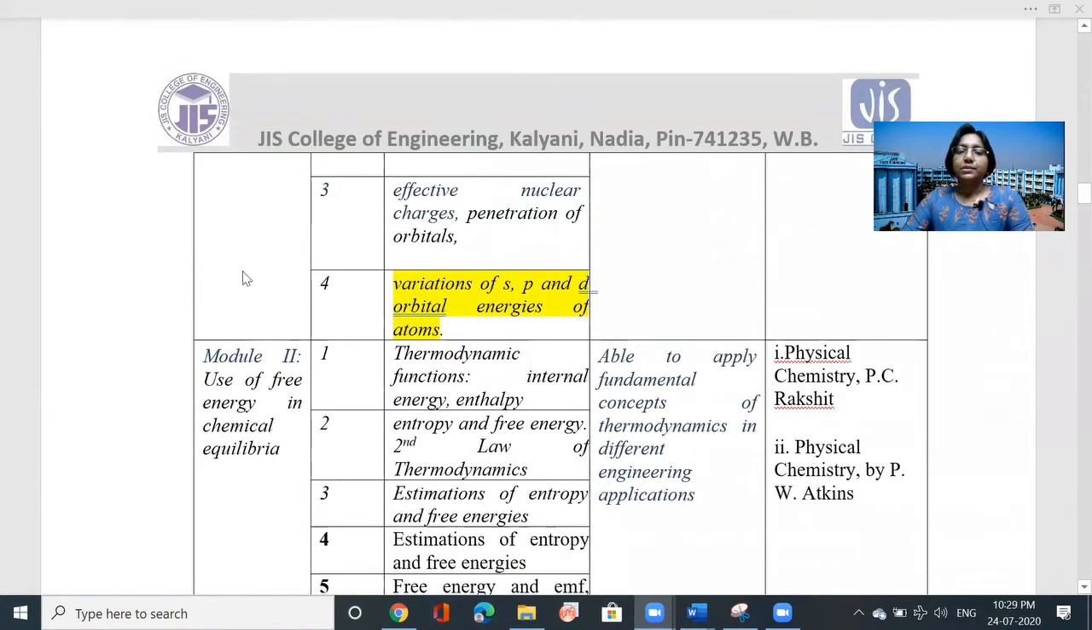Next, in the third lecture, you learned the effective nuclear charge, and I just started the penetration of the orbital. Here I will explain elaborately the penetration of the orbital and the variation of s, p, d orbital energies of atoms. So today I will cover the variation of s, p, d orbital energies of atoms, and also the penetration of orbitals, which I have started. This will be discussed elaborately.